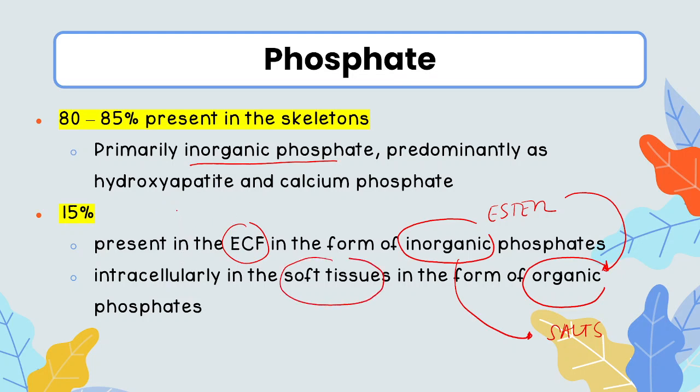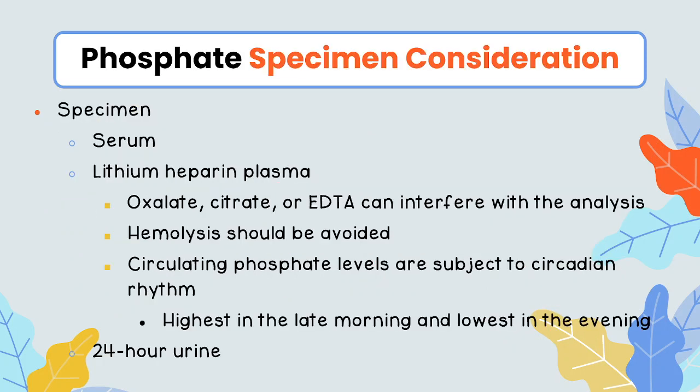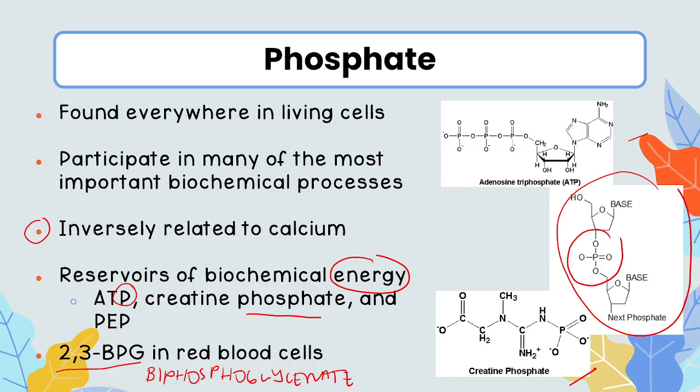What is present in the ECF is in the form of inorganic phosphate, and what is present in the soft tissues intracellularly is your organic phosphates. But what is commonly measured in the laboratory, kids, is actually the inorganic one. For the specimen consideration, serum can be used; for plasma, only lithium heparin, because your other anticoagulants can interfere with the analysis. Hemolysis should be avoided because phosphate can be found intracellularly.